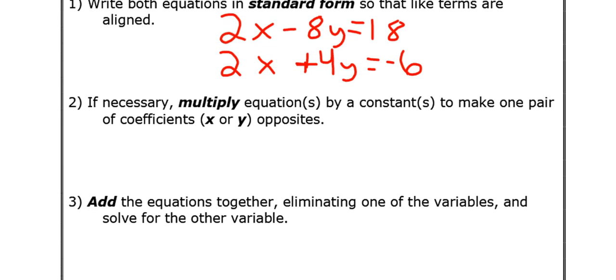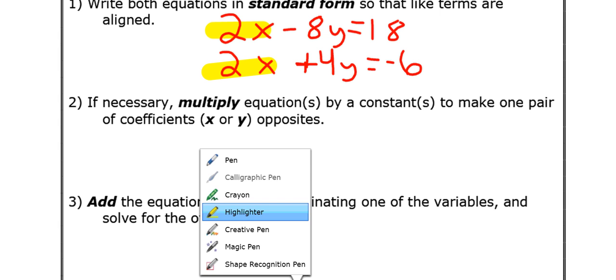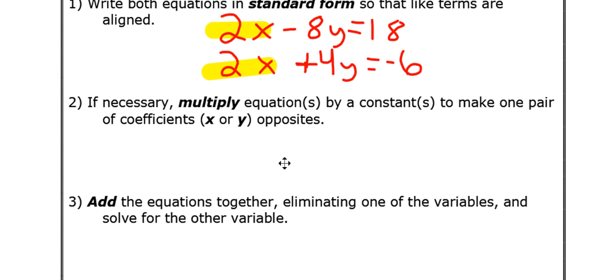Now, if necessary, we need to multiply the equations by a constant to make one pair of the coefficients, either x or y, opposites. When I say opposites, I mean they have the same number, but one will be positive and one will be negative. Looking at those equations, I see that x has a 2 on both of them. So if we make one of those 2's negative, we can get going with our elimination. I'm going to make the bottom equation negative by multiplying everything in it by negative 1. So it's like I'm distributing negative 1 to 2x, negative 1 to 4y, and to negative 6.